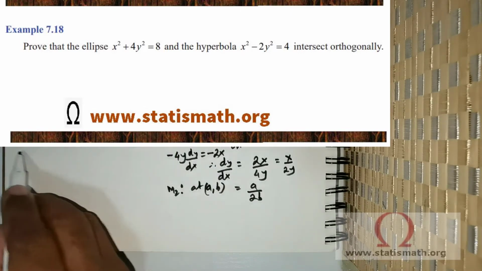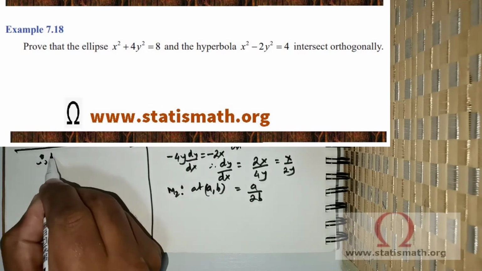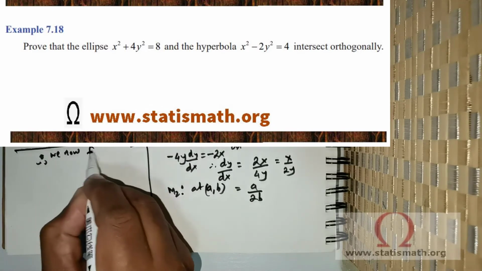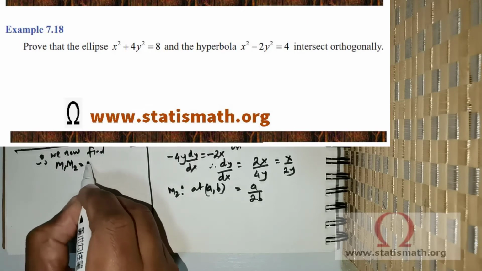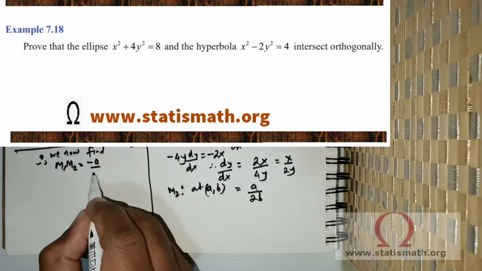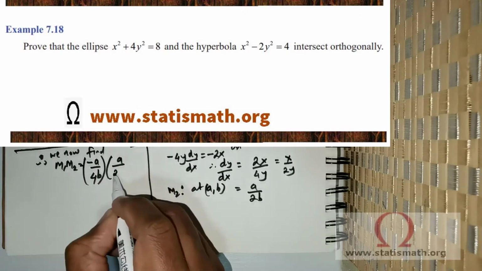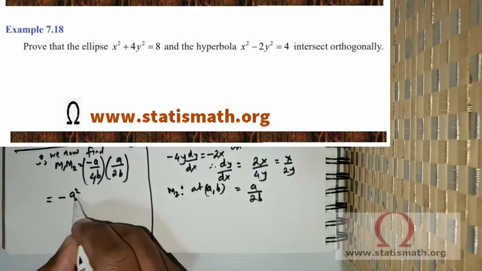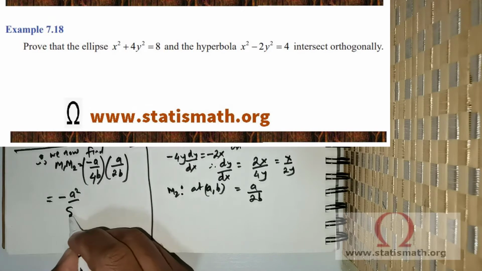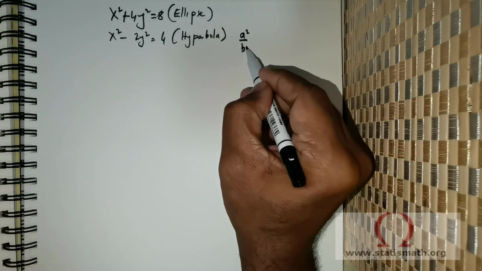Now we have achieved m1, we have achieved m2. Therefore, we now find m1 multiplied with m2, which is -a / 4b multiplied with a / 2b, which is -a squared / 8, since 4 times 2 is 8, b squared. Here we need to find the value of a squared over b squared.